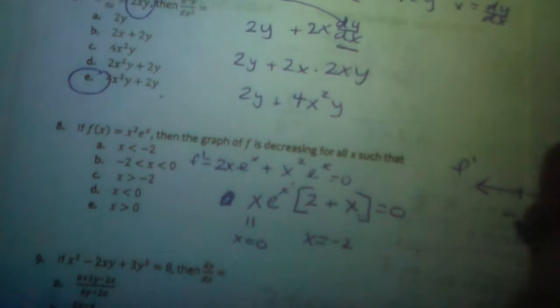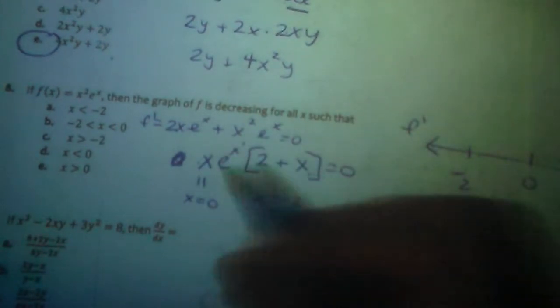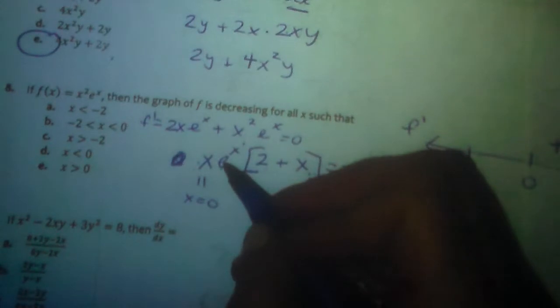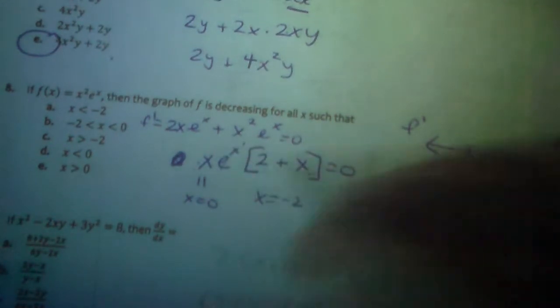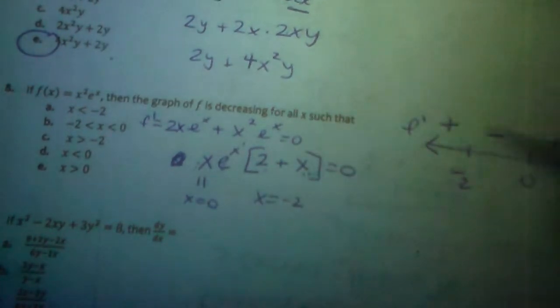So I'm checking at -2 and at 0. And let's say I plug in 3. That'd be positive, positive, positive. If I plug in -1, that'd be negative. This is positive no matter what, and then positive. If I plug in -3, that would be negative. That's positive no matter what. Negative times negative is positive. So I'm decreasing from -2 to 0.